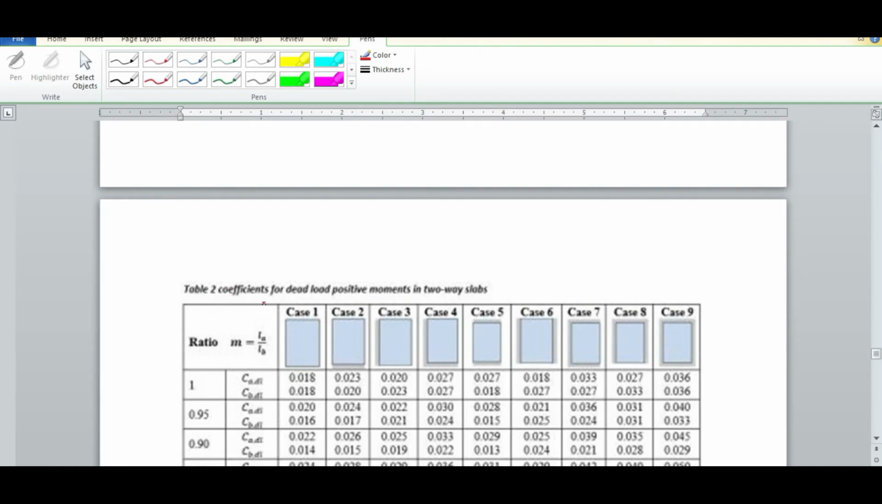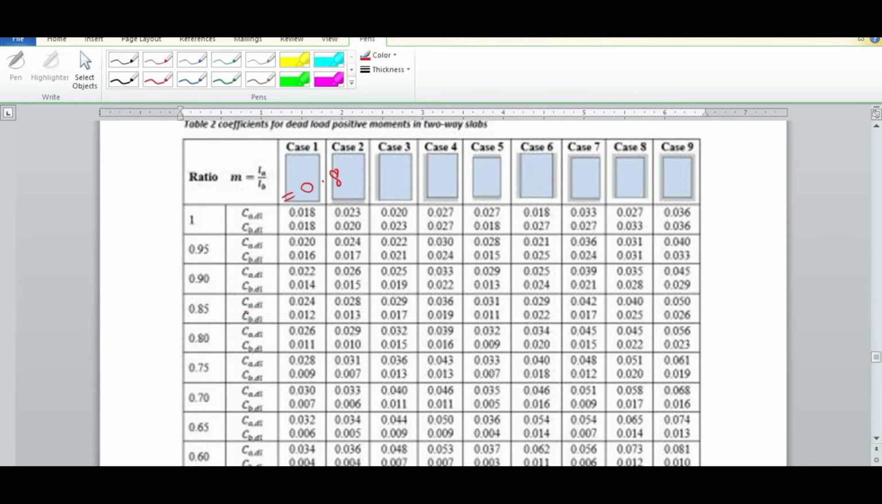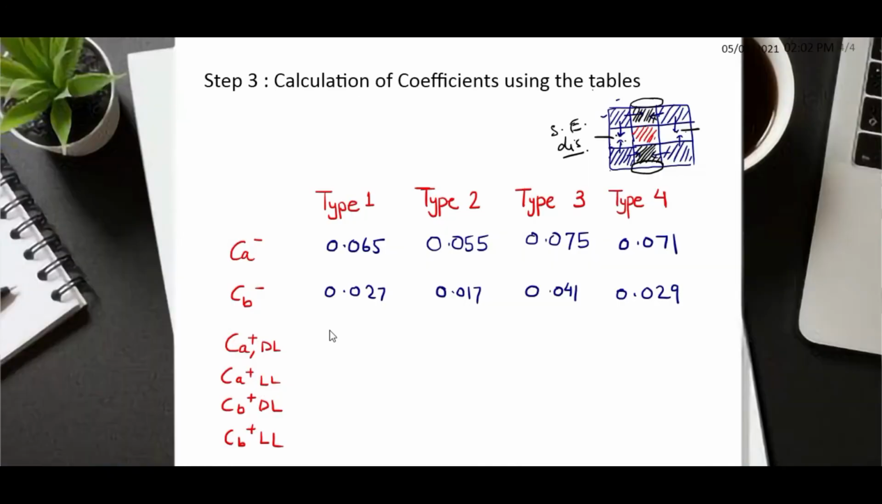See, this table represents positive coefficient values for dead loads only. So that means we can obtain CA positive dead load and CB positive dead load from this table. Again, the ratio is 0.8, so corresponding to 0.8, we need to use these values. This is CA DL, this is CB DL. So let us write it down.